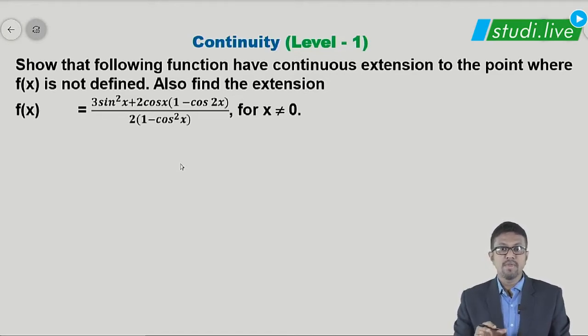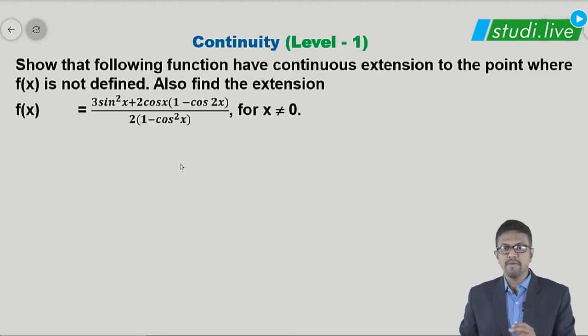Now over here we have not been given the value of x equal to 0. So definitely whatever is the limit value is the value of the function, so that we can say that the function is continuous. So when we are saying that it has a continuous extension, that means for the value x equal to 0, if I define the function to be the limit value, then definitely I can say it is continuous. So in this case, show that the following function have continuous extension to the point where the function is not defined.